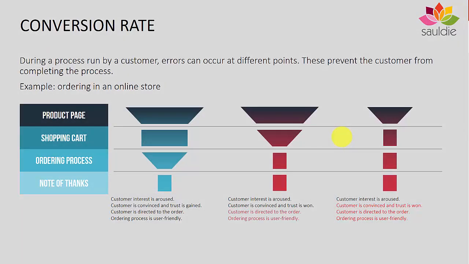So there are different ways of how to measure it. You see there are different sales funnels there. They have different forms. And depending on what type of sales funnel you have, the conversion rate is different and the ordering process is done differently. So keep in mind that the thinner the sales funnel is, the better it is for you, because then the trust is won, the customer is directed well to the order, and the ordering process seems to be very user-friendly. So keep in mind that you shouldn't lose too many on the way.